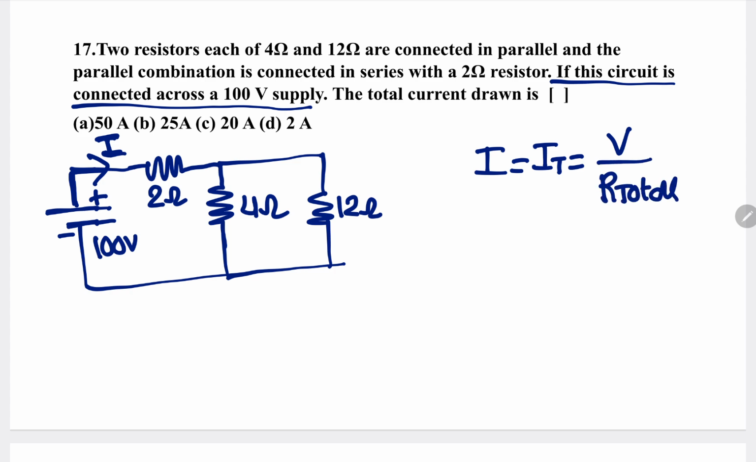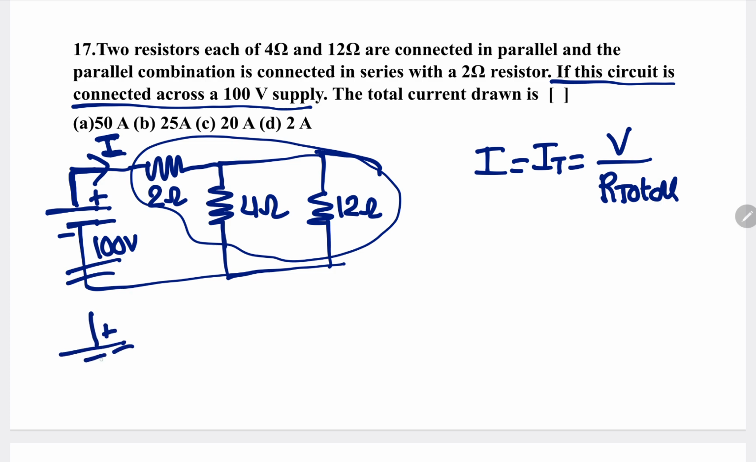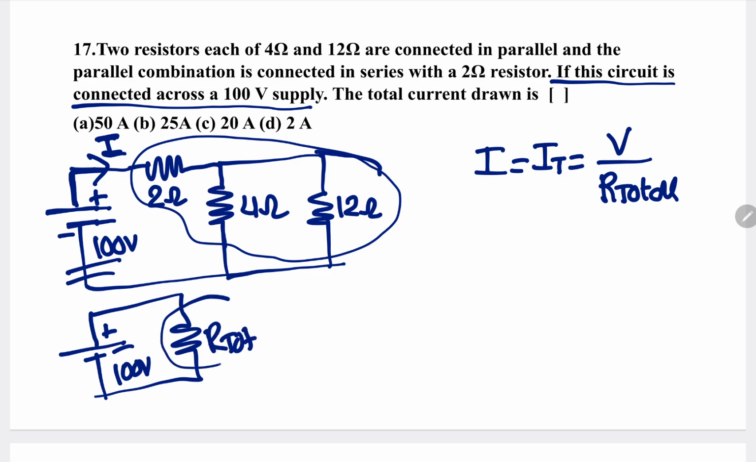Total resistance means we should replace these entire three resistors with a single resistor connected to the 100 volt battery terminals. The battery terminal is on the left hand side, so I am going from right hand side to left hand side to calculate this total resistance.